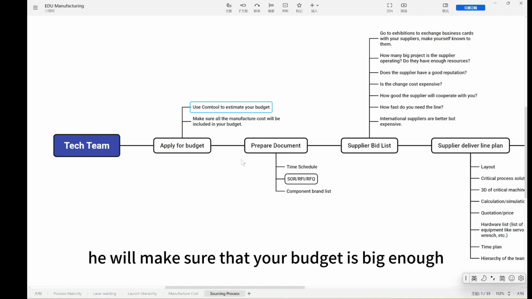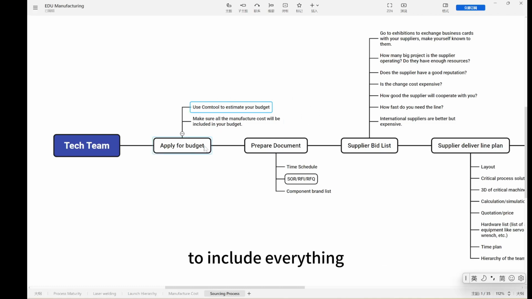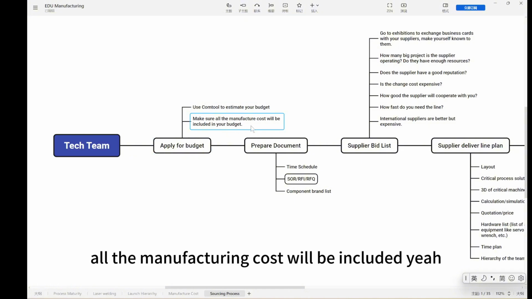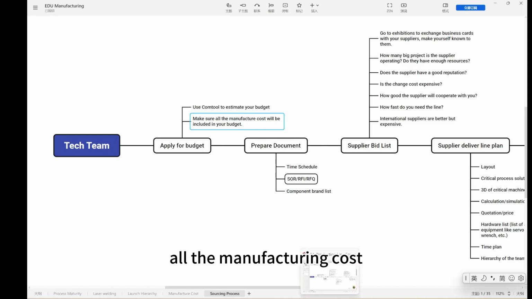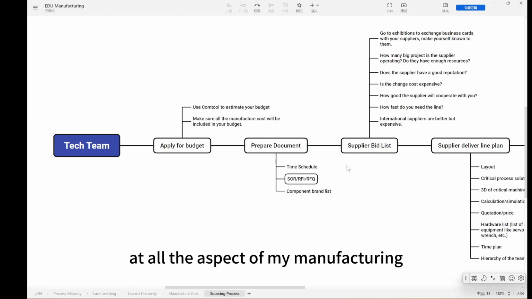and he will make sure that your budget is big enough to include everything, and make sure all the manufacturing costs will be included. As I previously explained, I've also listed out all the aspects of manufacturing cost. Collect all of them.